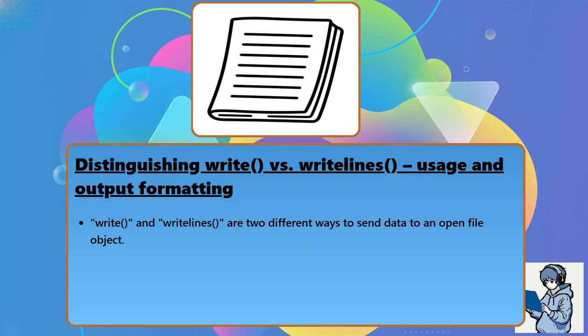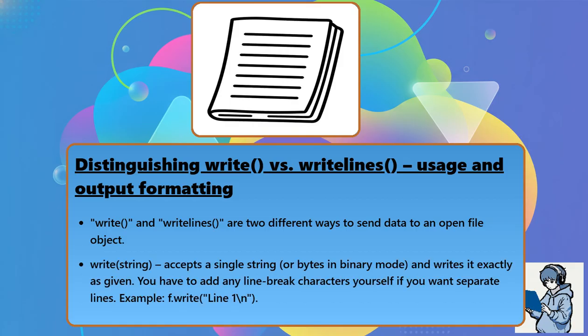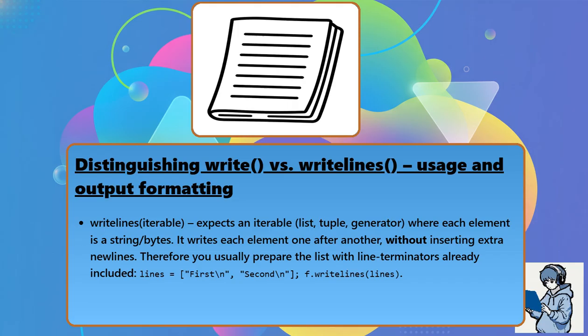write and writelines are two different ways to send data to an open file object. write takes a single string, or bytes in binary mode, and writes it exactly as given. You have to add any line break characters yourself if you want separate lines. Example: f.write('line 1\n').